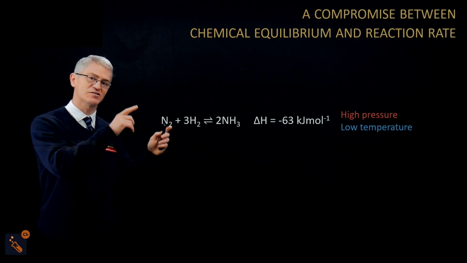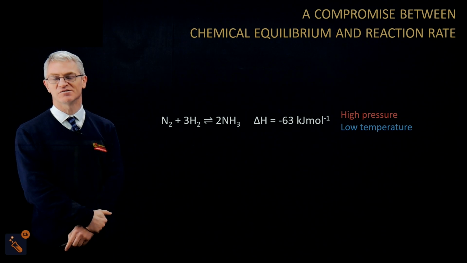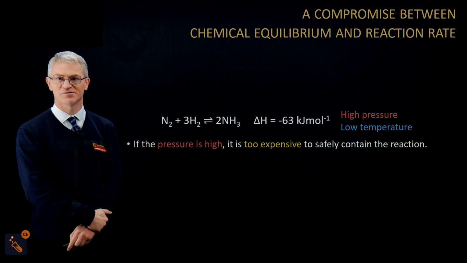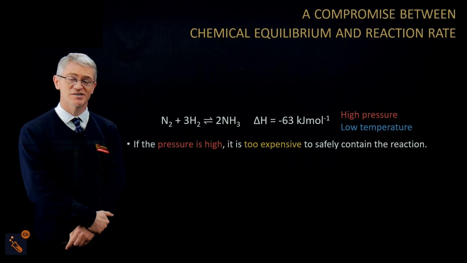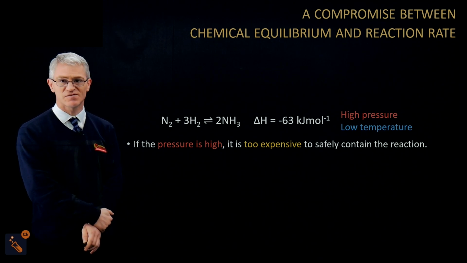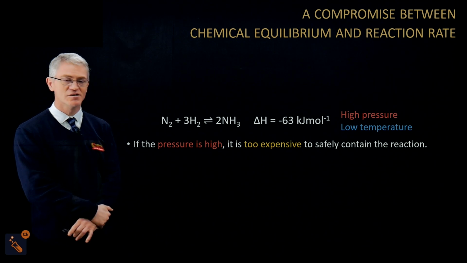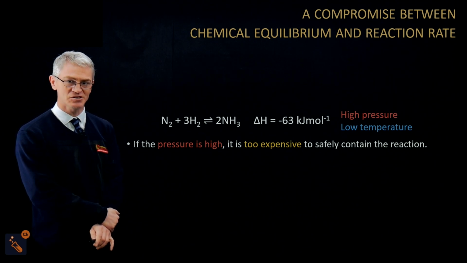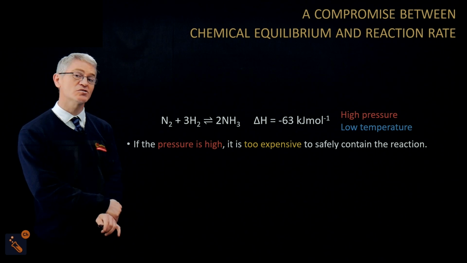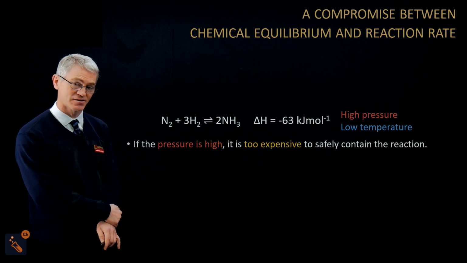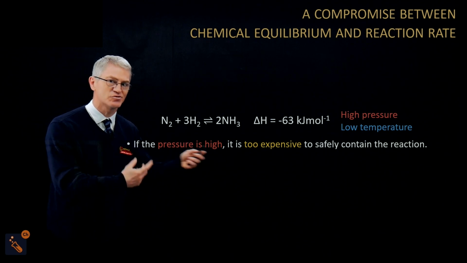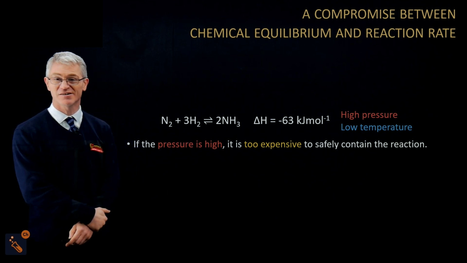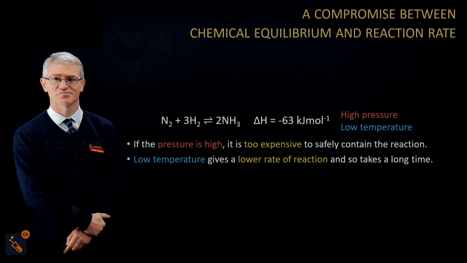So the conditions in terms of yield are high pressure and low temperature, and that will get you a very high yield. Okay, but if the pressure is too high, it's too expensive to safely contain the reaction. So very simply, you can't run it at that pressure because it's just too expensive for the company to do. Remember, higher pressure also means higher rate. Okay, so they would like to have it at a higher pressure because they get a higher rate. The reaction happens quicker and they get to equilibrium quicker, but they can't because it's too expensive.